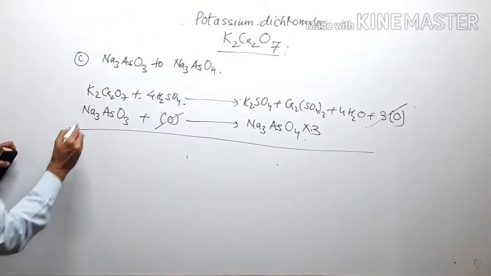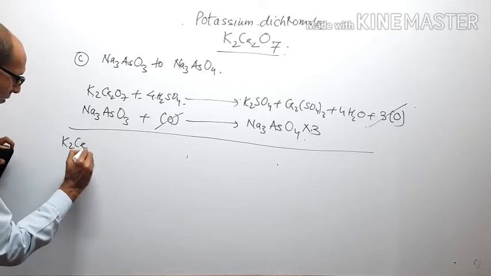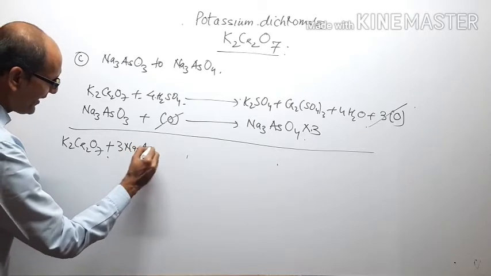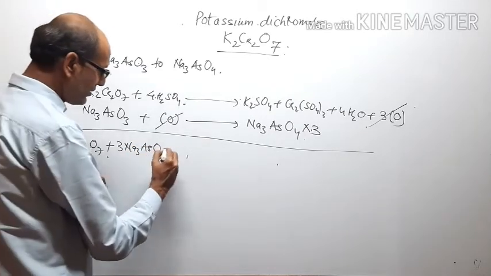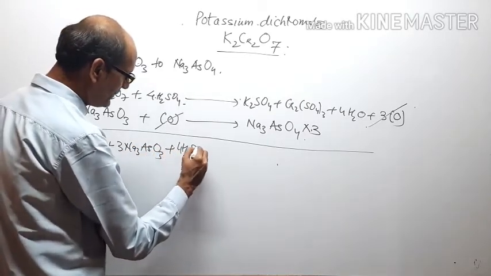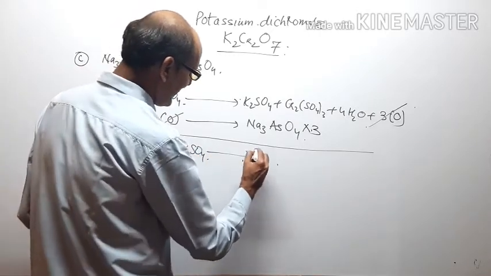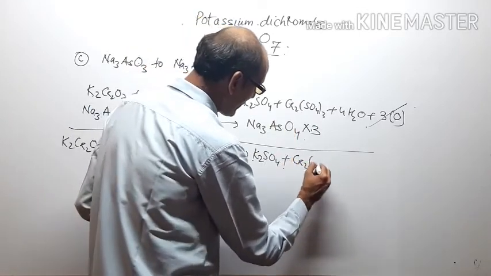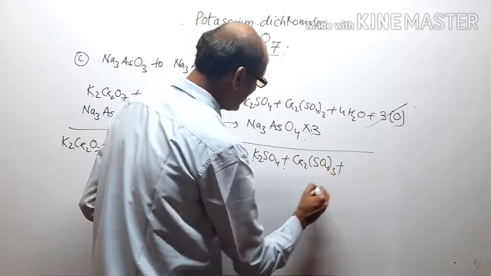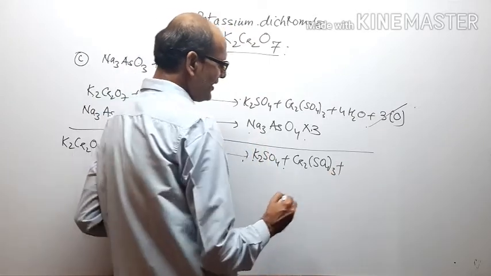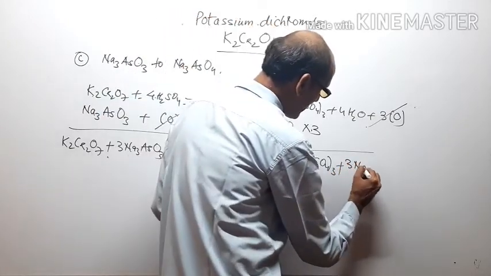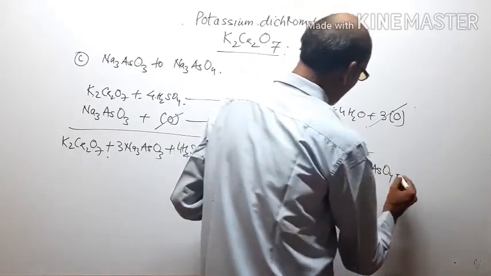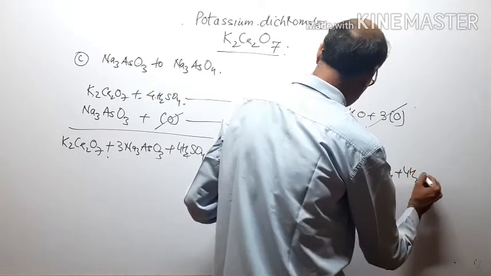So what we will get: K2Cr2O7 plus 3 Na3AsO3 plus 4H2SO4. You will get K2SO4 plus Cr2(SO4)3 plus 3 Na3AsO4 plus 4H2O.